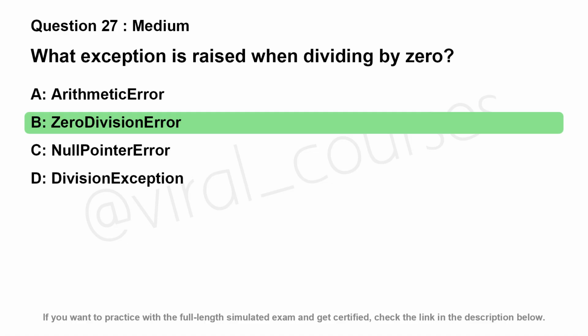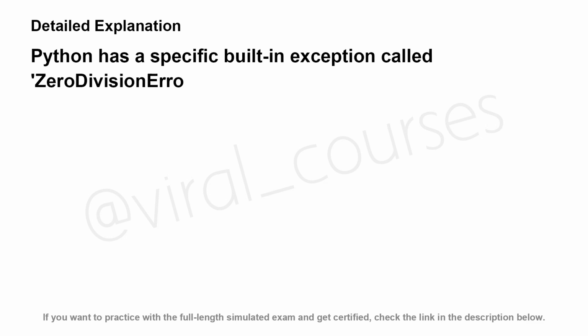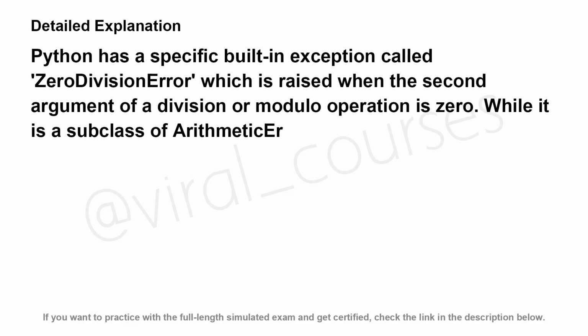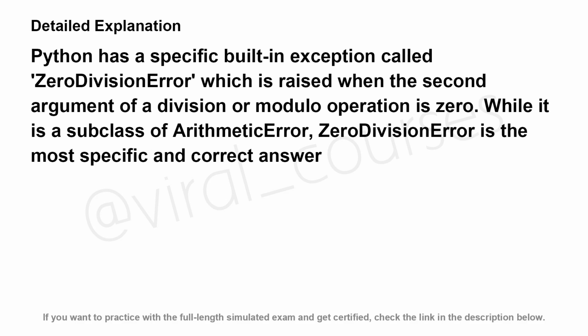The correct answer is B. Python has a specific built-in exception called ZeroDivisionError, which is raised when the second argument of a division or modulo operation is 0. While it is a subclass of ArithmeticError, ZeroDivisionError is the most specific and correct answer.